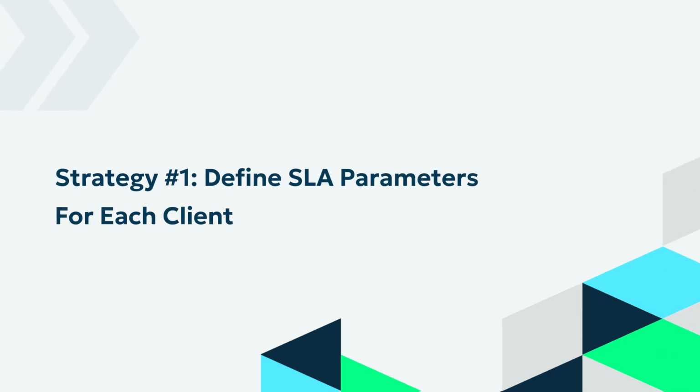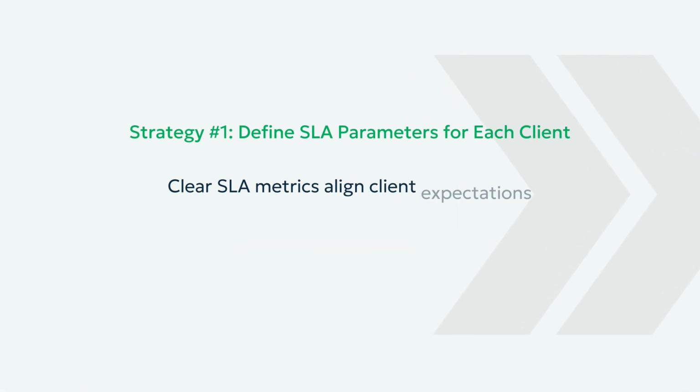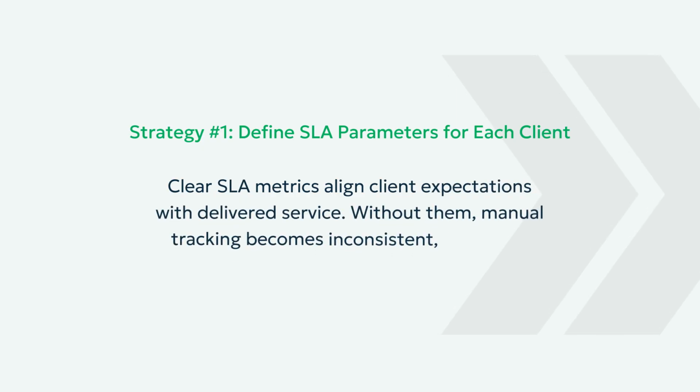Define SLA parameters for each client. Clear SLA metrics help align client expectations with the service your team actually delivers. Without clearly defined metrics, manual SLA tracking can become inconsistent, leading to vague standards and client confusion. To get started, here are some key SLA metrics you should define.